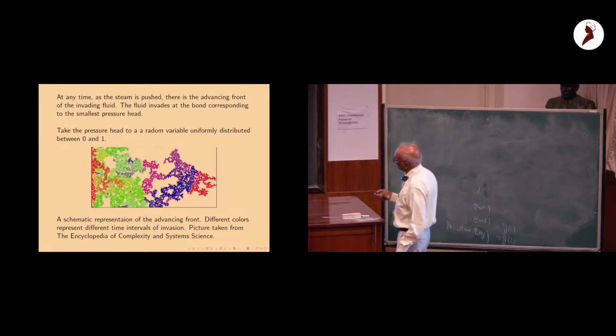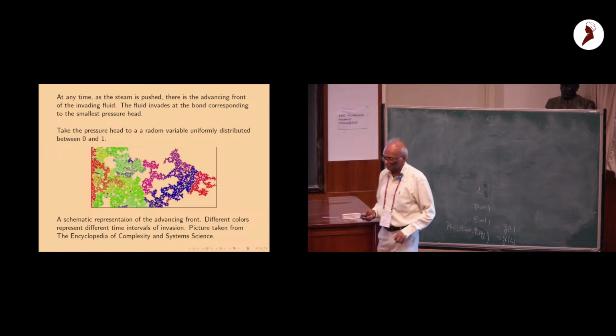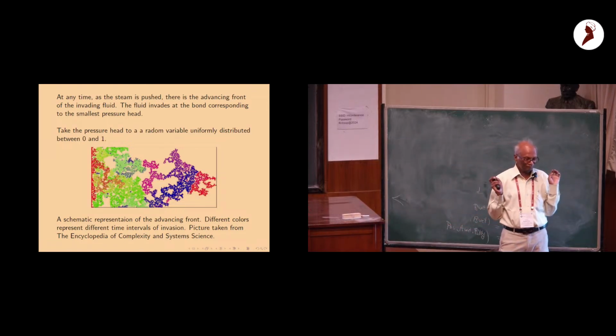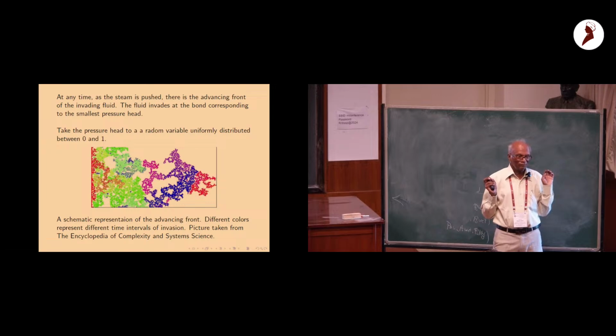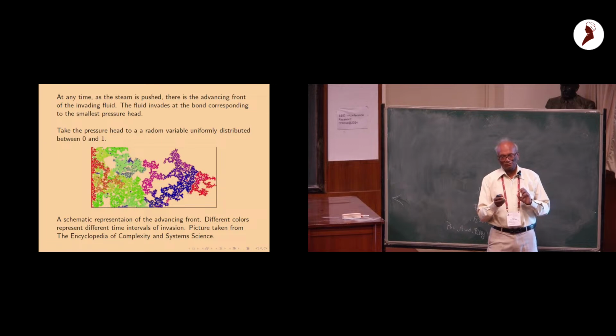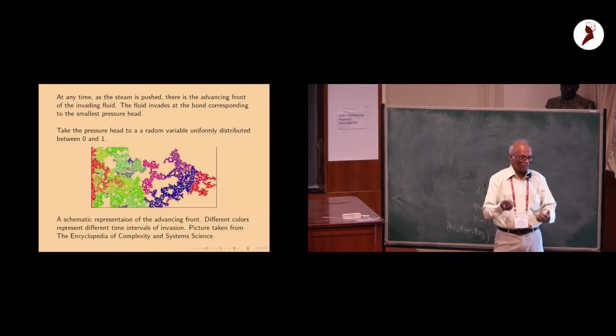So at any time, there is a fluid front. And there are lots of bonds available into which the fluid can flow. The fluid will go into the one which has the least pressure head. So the smallest number will push through, and the bigger numbers will not be pushed. Now this has gone through, then the next smallest will be pushed through, and then the next smallest.